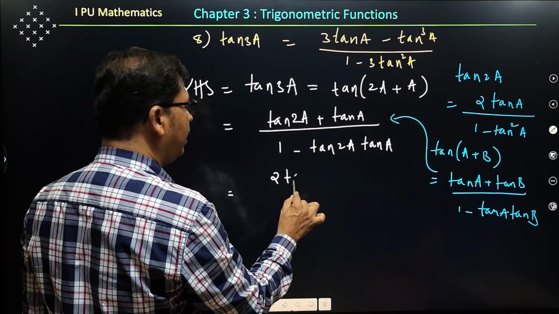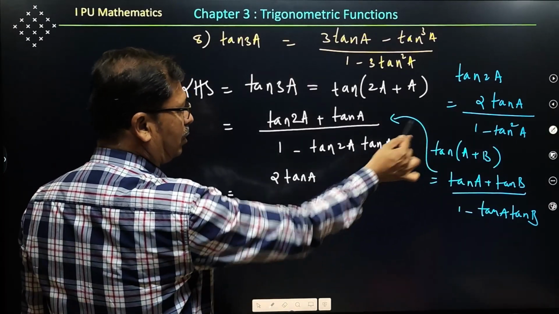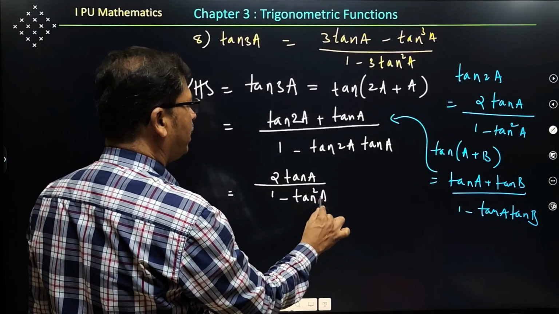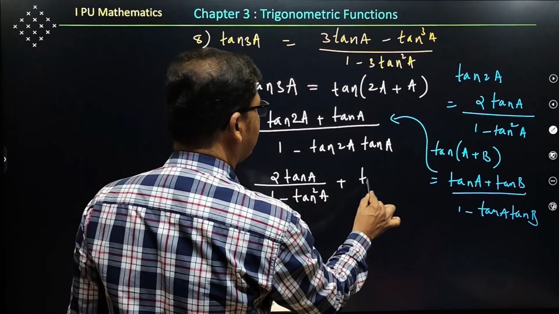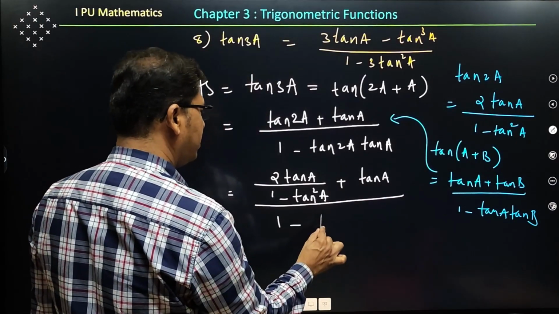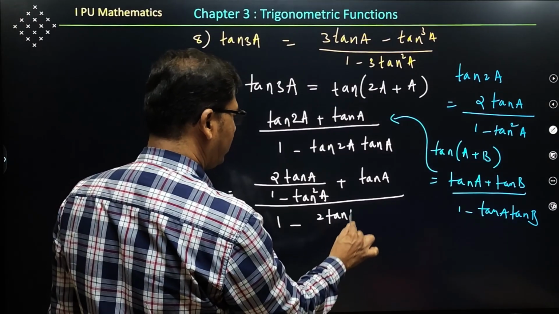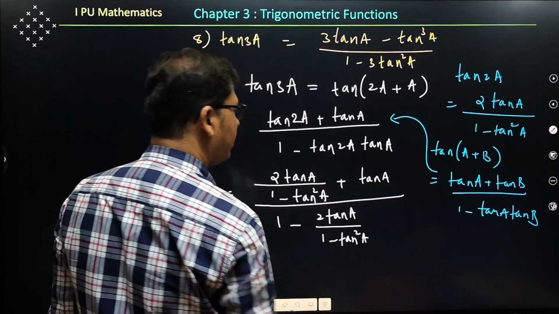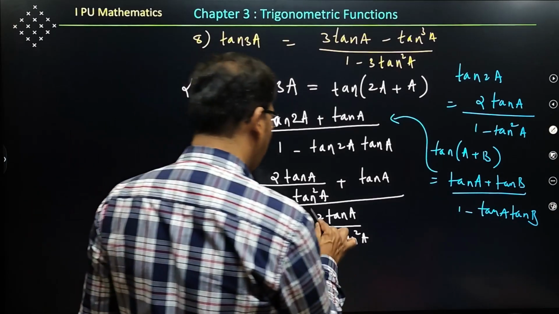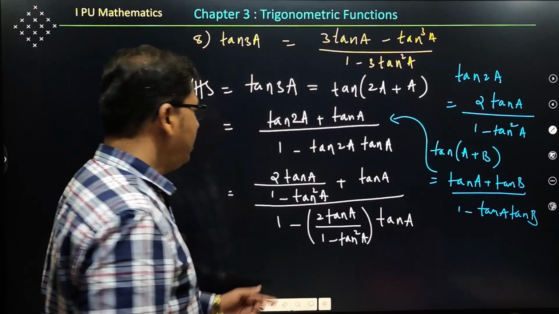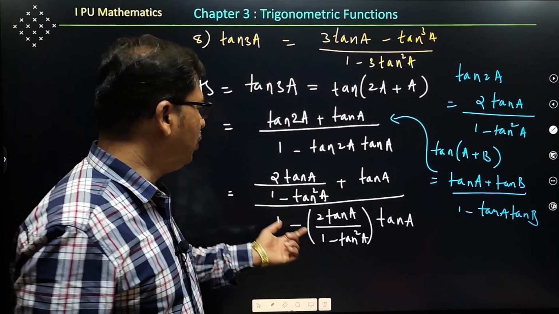2 tan A divided by 1 minus tan square A, plus tan A, whole divided by 1 minus 2 tan A divided by 1 minus tan square A into tan A. What to write next? Outside tan A is there. Let me write that tan A. In the next step of calculation, I would like to take the LCM.